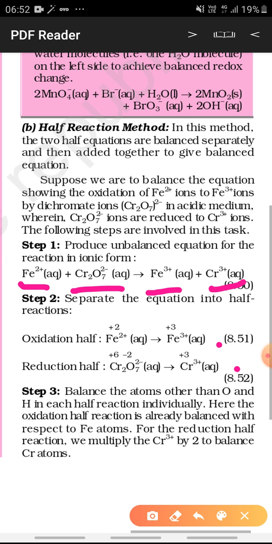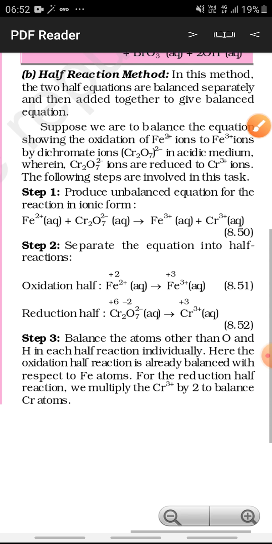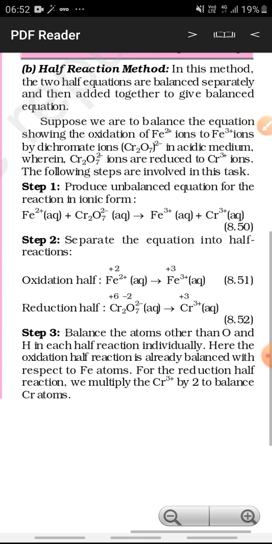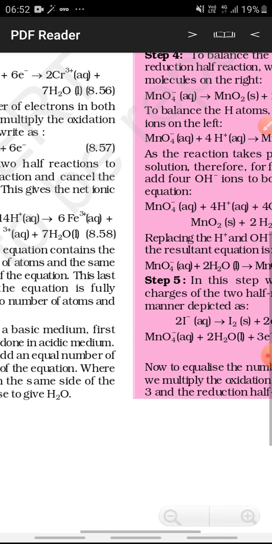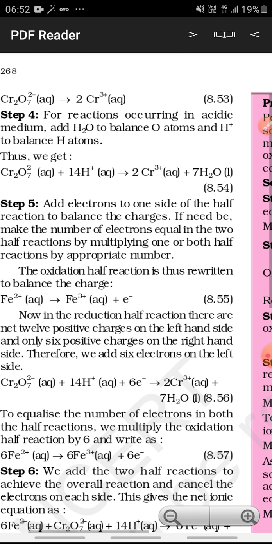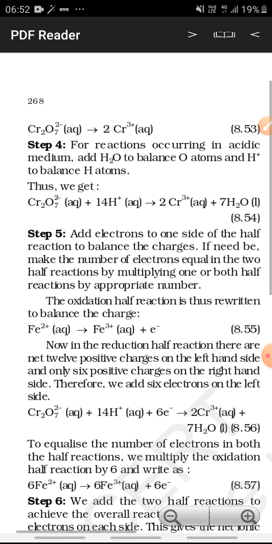If some water molecule or OH ion is there, we leave that. We only take those substances which are getting oxidized and reduced. Now we balance the atoms other than oxygen and hydrogen in each of the reactions individually. Here the oxidation number is already balanced with respect to iron for the reduction half reaction. So we multiply Cr3 positive by 2 to balance the Cr ions. Yes, the Cr3 positive is multiplied by 2.